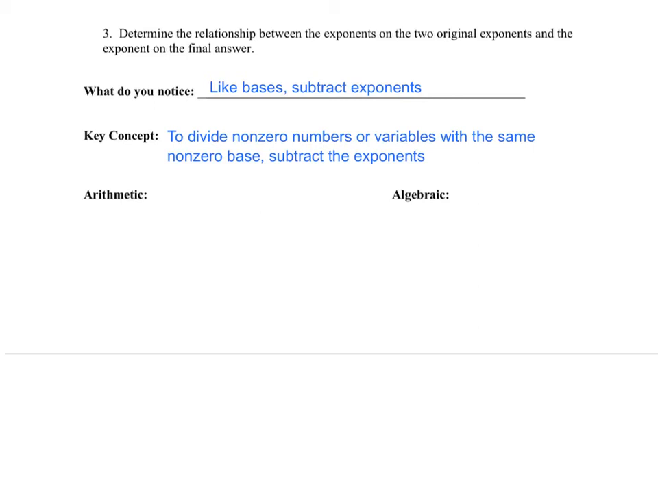So let's look at our arithmetic example, an example with numbers. If I had 2 to the 4th power divided by 2 to the 2nd power, what I'm going to do here is I have like bases, they're both 2, so I'm going to subtract my exponents. So I'm going to say 2 to the 4th minus the 2nd power. Therefore, my answer is 4 minus 2 is 2. My answer is 2 to the 2nd power, also known as 4.